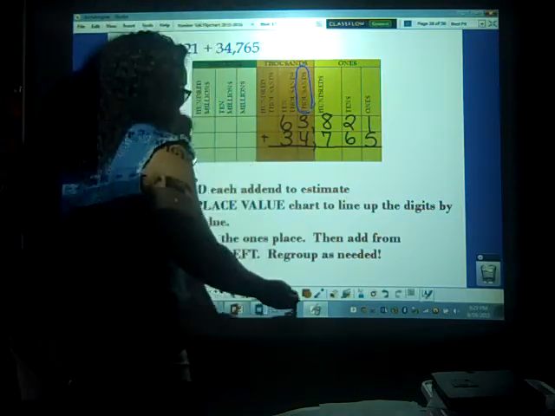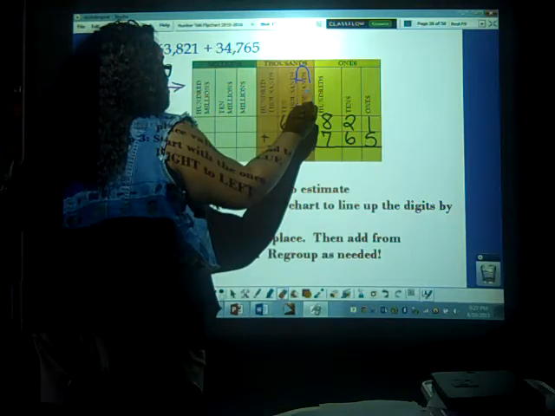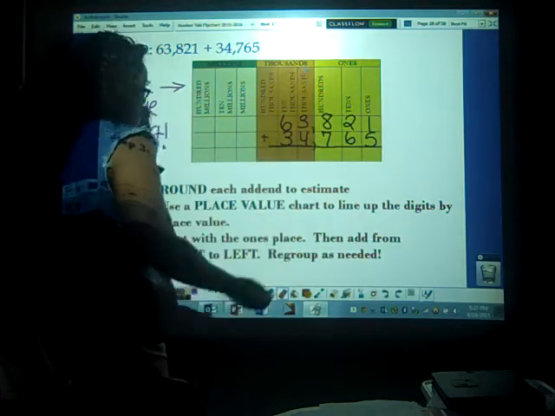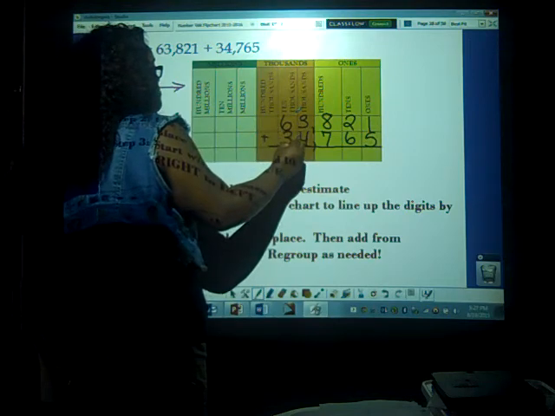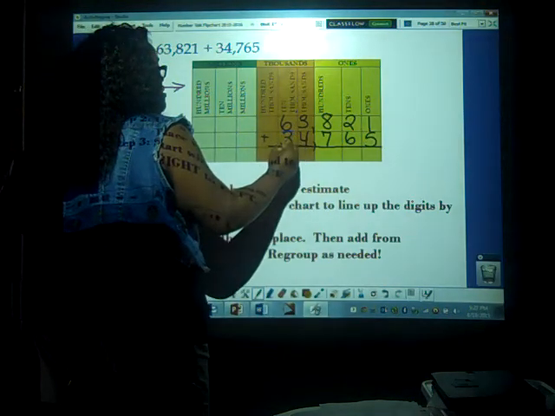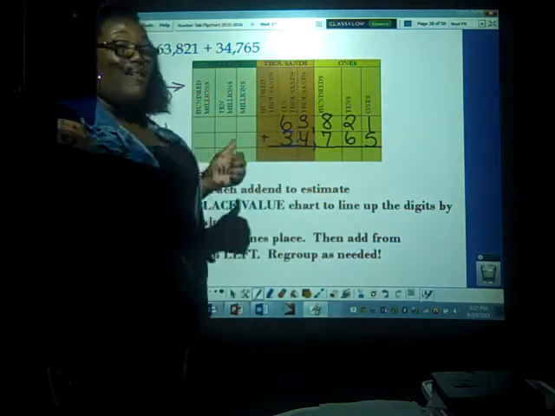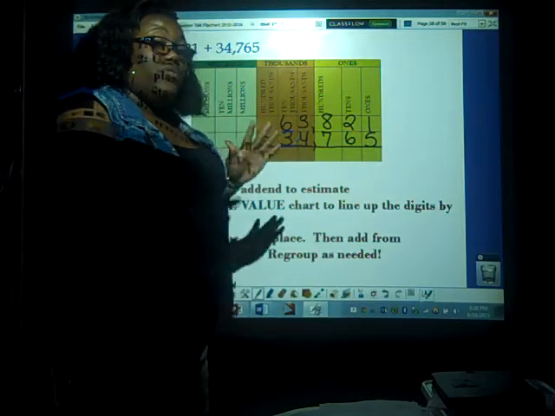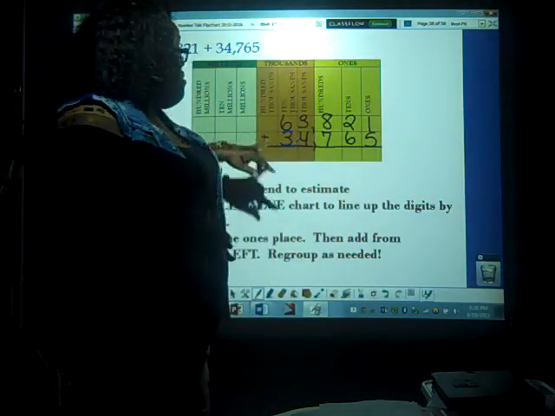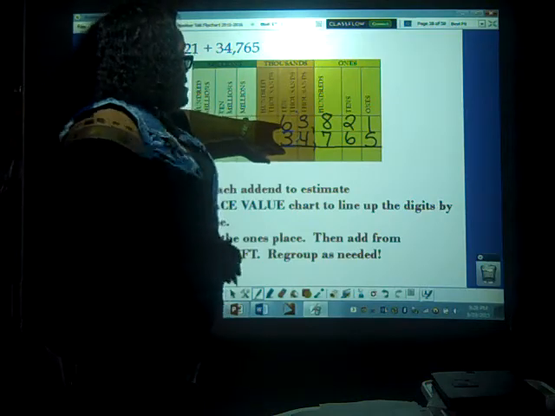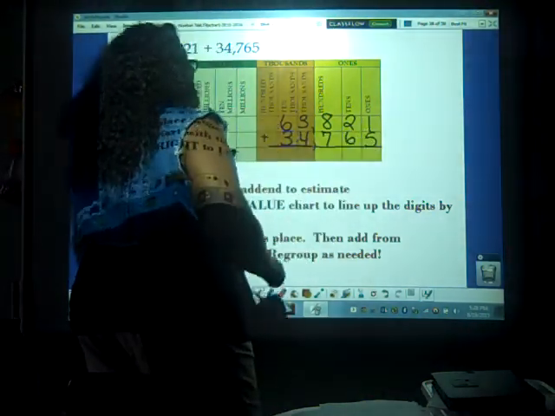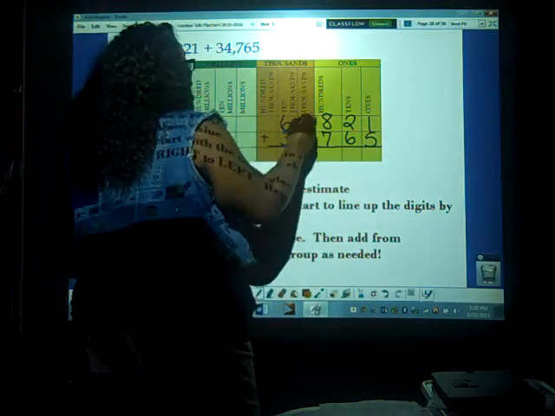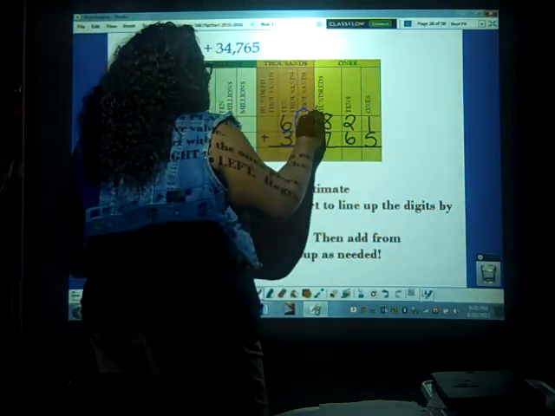How about this? I'll round it to the nearest 10,000s. Let's round it to the nearest 10,000s place. And we just talked about rounding in NBT 3, so if you need a little help, go back to your notes. We're going to round it to the nearest 10,000 place. So I have 63,821 rounded to the nearest 10,000s. Let's see.